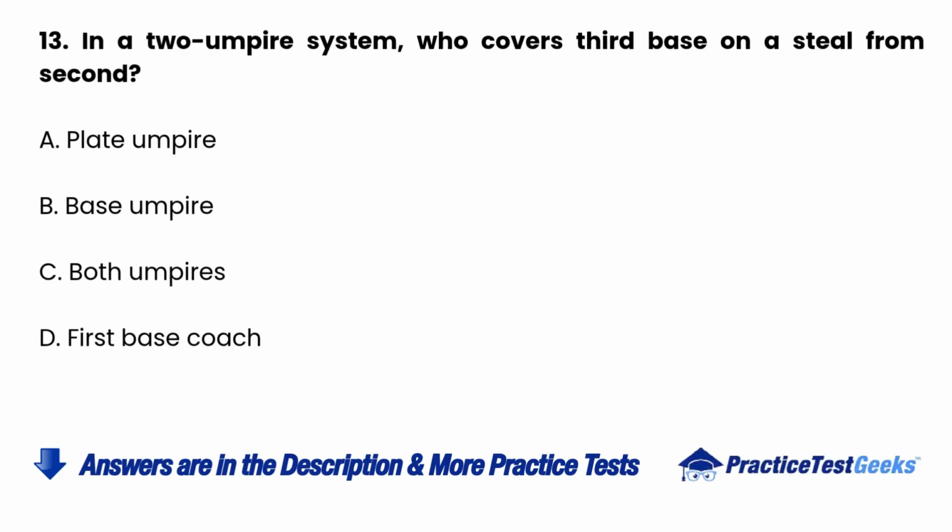13. In a two-umpire system, who covers third base on a steal from second? A. Plate umpire. B. Base umpire. C. Both umpires. D. First base coach.